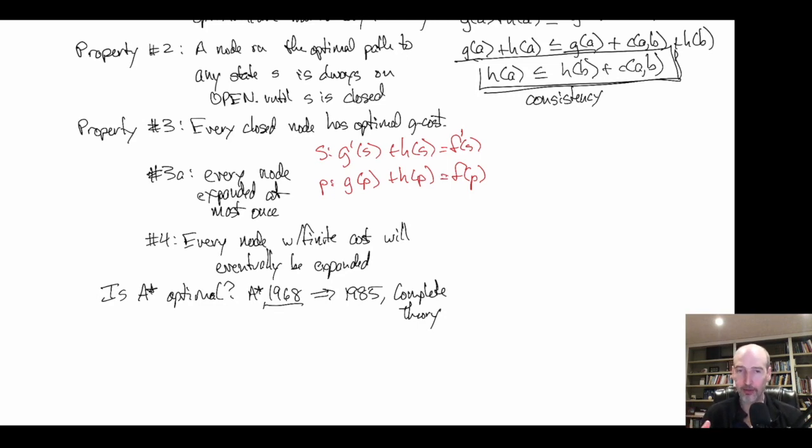The idea here is that up to tie breaking, A star is optimal, and we really can't say much about tie breaking. Their theory looks at all the different types of tie breaking and the many other conditions related to this. But what they showed basically is that all nodes with f of n less than C star must be expanded.